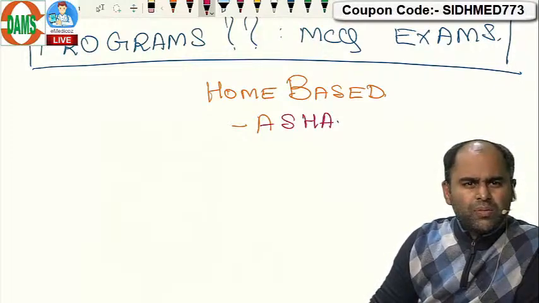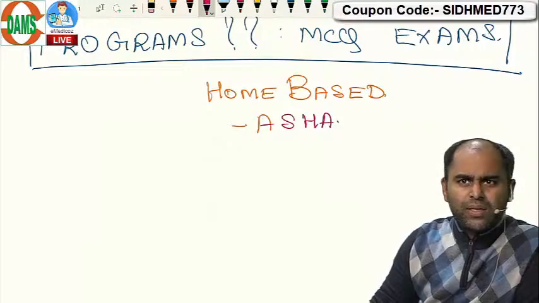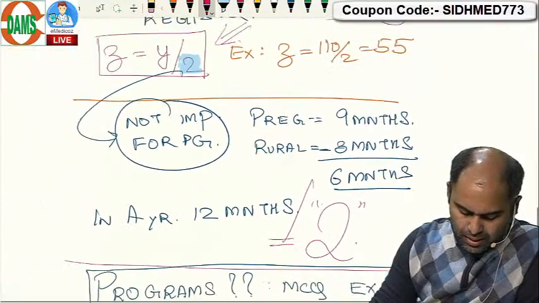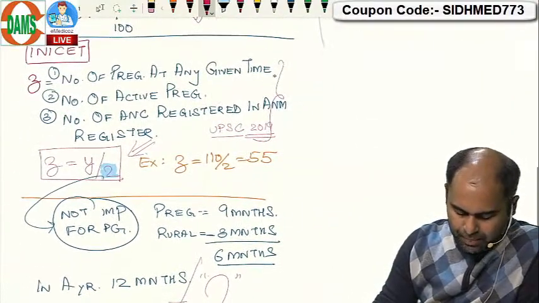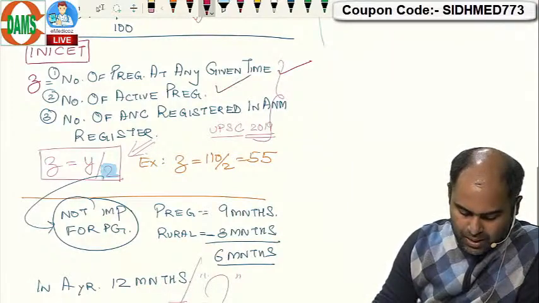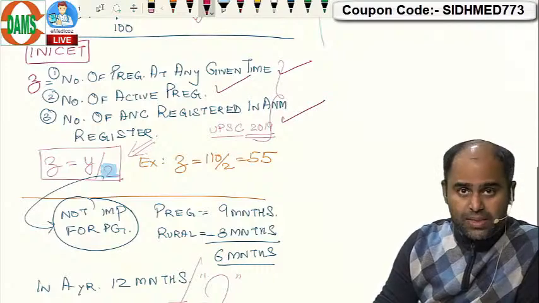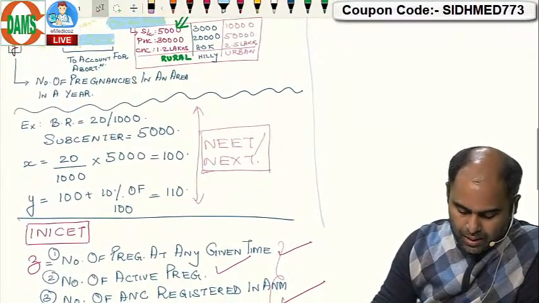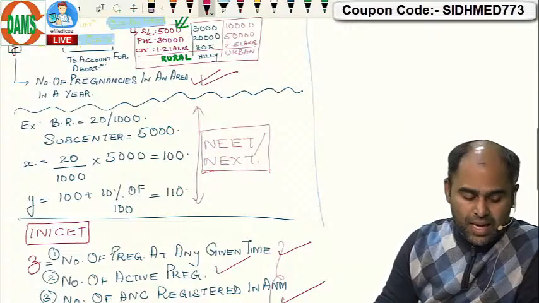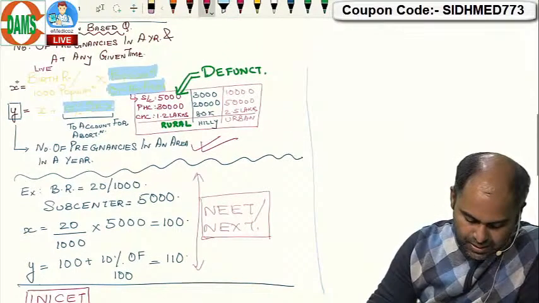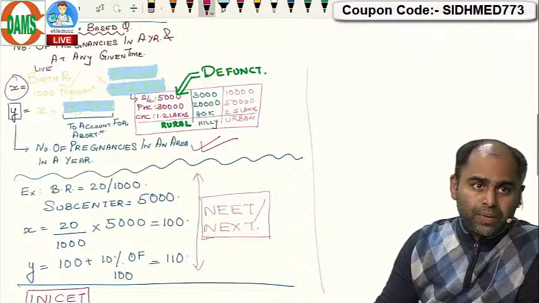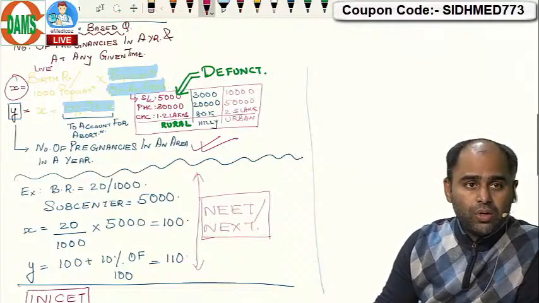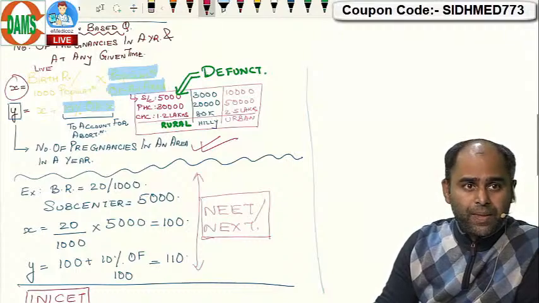Can you please say the words again to look for X, Y, Z? Beta, Z is the number of pregnancies at a given time, number of active pregnancies, number of ANC registered in the ANM register. They can ask you anything. Y is the number of pregnancies in an area in a year. X, there is no name. I hope it is okay.